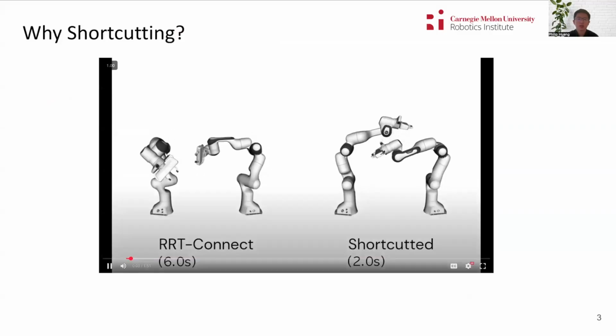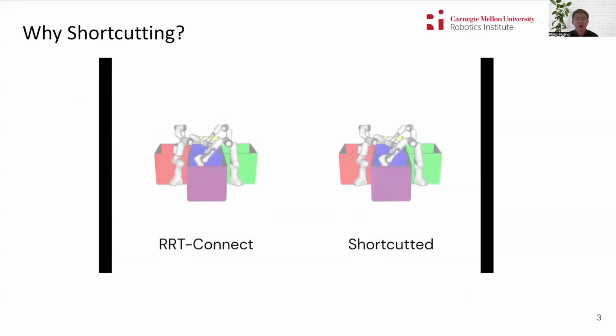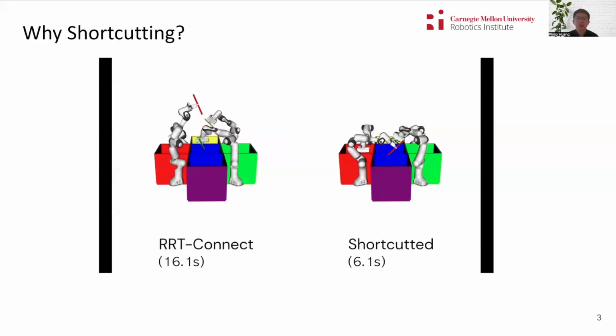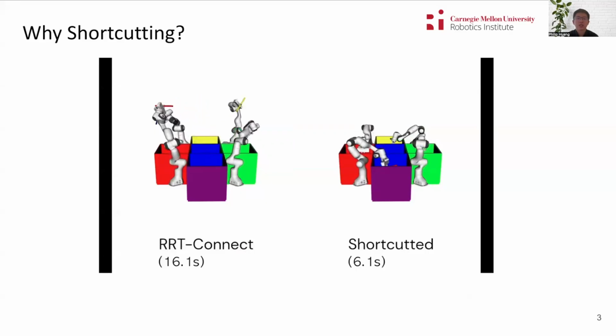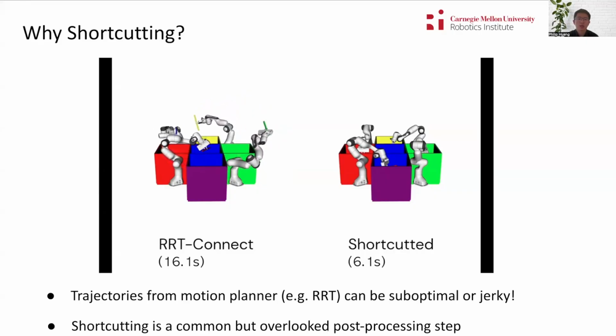Why is shortcutting important? We start by looking at a video comparison. On the left are RRT-generated trajectories, which can be long and suboptimal. On the right are the same trajectories after post-processing with shortcutting. We see that shortcutting can significantly improve the path quality. For multiple robot arms, shortcutting is also overlooked in the literature, which we examine closely in this work.